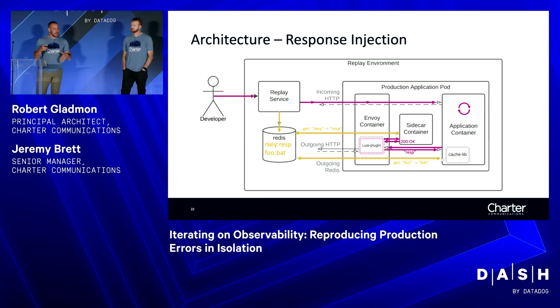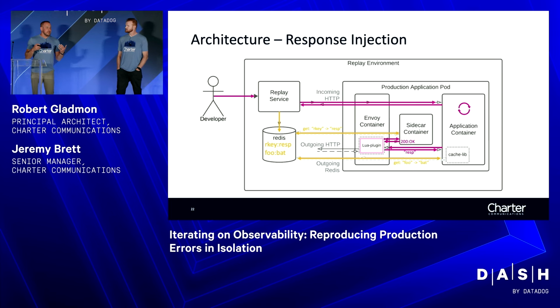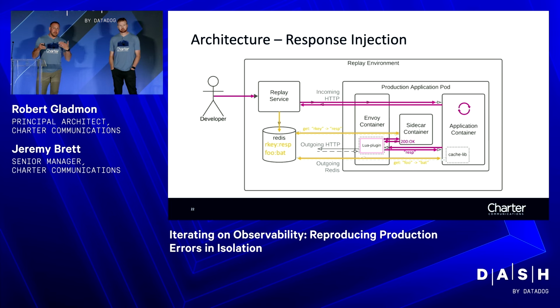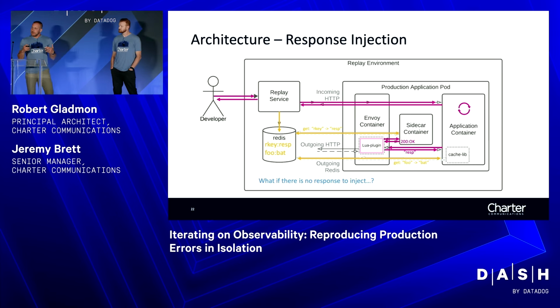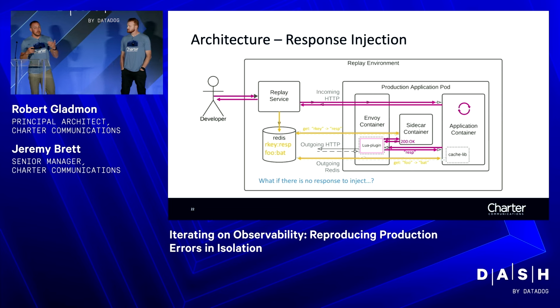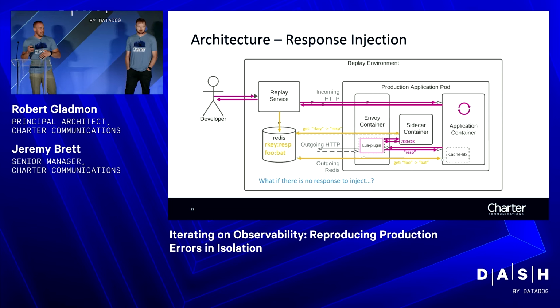So our application container finishes processing, sends this response back, and our replay service then diffs the new response to the old response and sends it back to the developer. Now, sometimes we don't have a response to inject. And this is important when we are testing multiple microservices as all part of the same transaction.